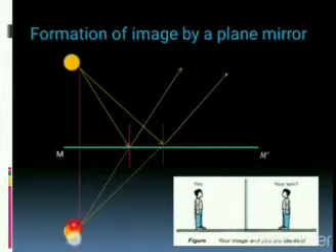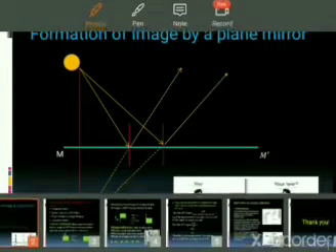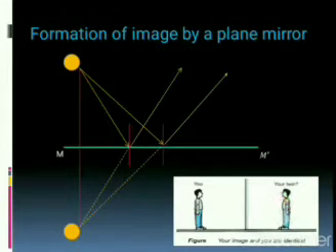Virtual image means it is an apparent image or false image which cannot be obtained on a screen and cannot be felt. You might have observed that this is a mirror and you see yourself in the mirror. This imaginary person, you cannot feel it. So this is a virtual image. This is a real object of you. This is a virtual image which cannot be obtained on screen and cannot be felt also.